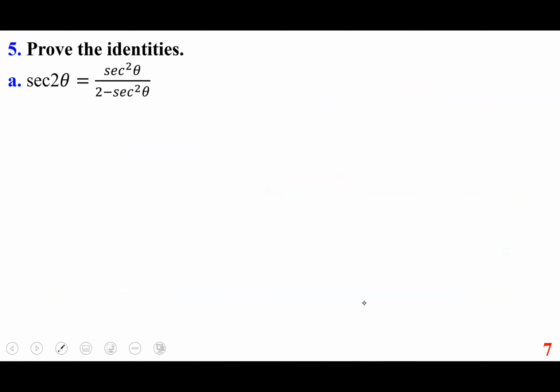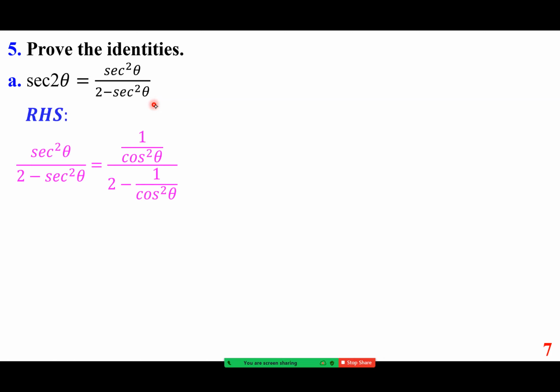We want to prove this identity that secant 2 theta is secant squared theta over 2 minus secant squared theta. And we normally start from the more complicated side, in this case, the right-hand side, which is secant squared over 2 minus secant squared. And we're going to change everything to sine and cosine. Secant is 1 over cosine. Notice we have a complex fraction. So if we look at each fraction, we notice cosine squared theta is the denominator, or in this case, the LCD, the least common denominator.